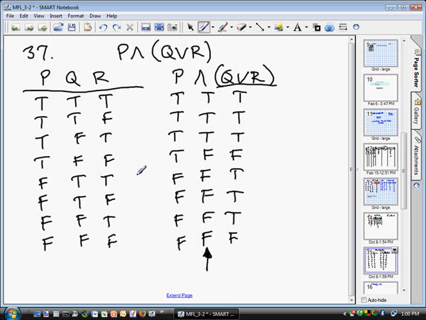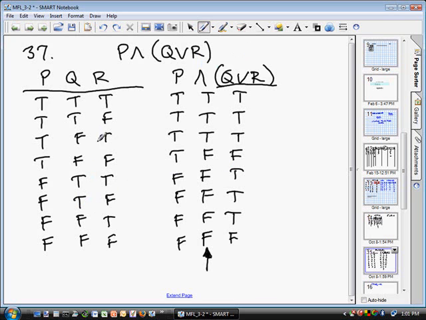And yes, this is an odd, and yes, this is one of your assigned problems. You're supposed to find P and Q or R. Parentheses, so we have to do what's in parentheses first, right? Please note, how many letters do we have here? P, Q, R. Three. So I'm going to need 2 to the 3 power rows. I'm going to need 8 rows.